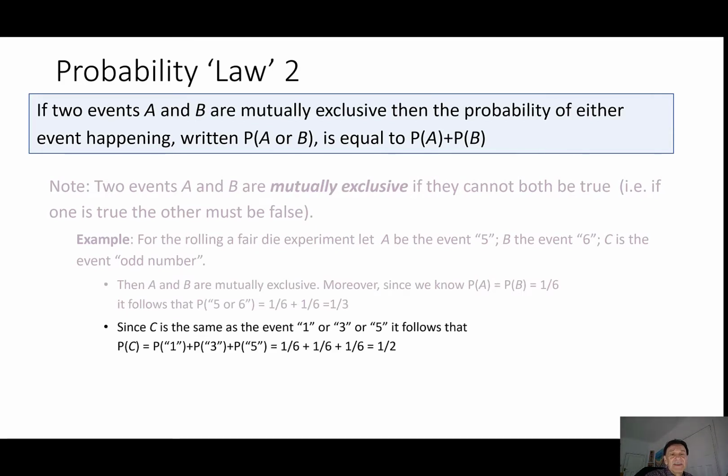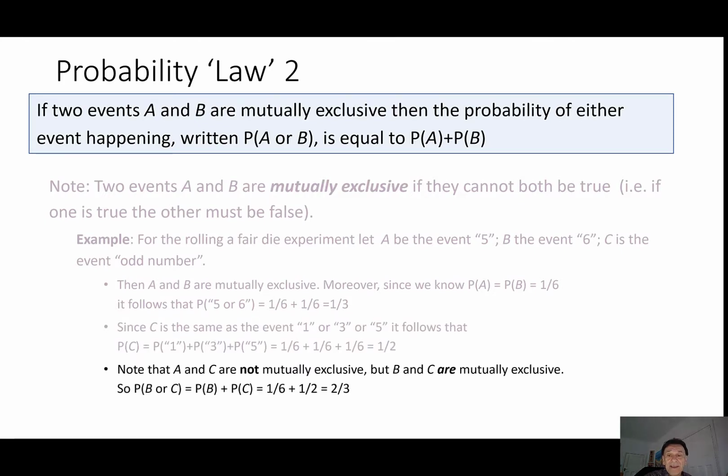Now, since C is the same as the event 1, 3 or 5, that's the odd number, it follows that the probability of C, that's the probability of rolling an odd number, is the probability of 1 plus the probability of 3 plus the probability of 5, which is basically a half. Now note that A, rolling a 5, and C, rolling an odd number, are not mutually exclusive, because obviously, if you roll a 5, you're also rolling an odd number. But B, rolling a 6, and C, rolling an odd number, are mutually exclusive. So the probability of rolling a 6 or an odd number is 2/3.